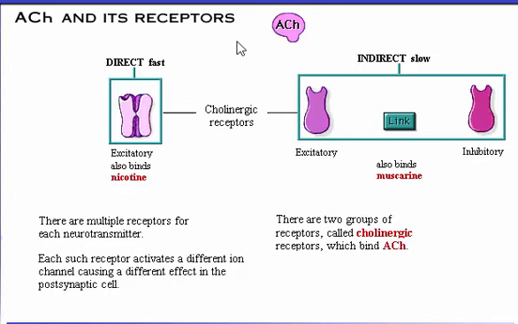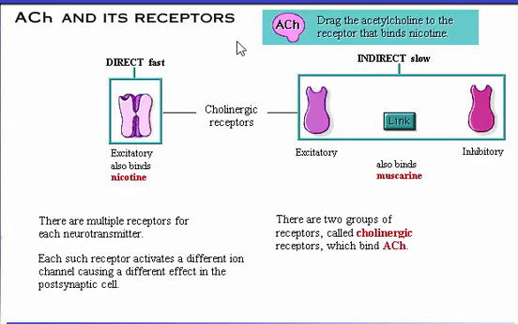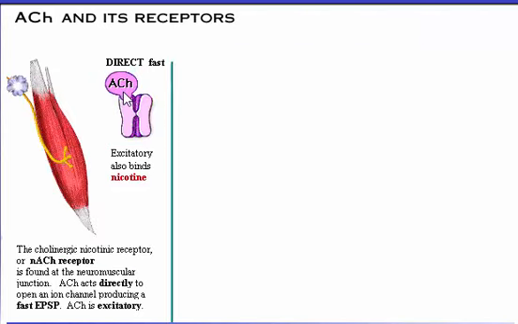The cholinergic nicotinic receptor, or NACH, is the well-known receptor found at the neuromuscular junction. At this receptor, acetylcholine acts directly to open an ion channel, producing a fast, excitatory postsynaptic potential. Acetylcholine is excitatory at nicotinic receptors. It causes skeletal muscle to contract. Drag the acetylcholine to the excitatory receptor that binds muscarine.